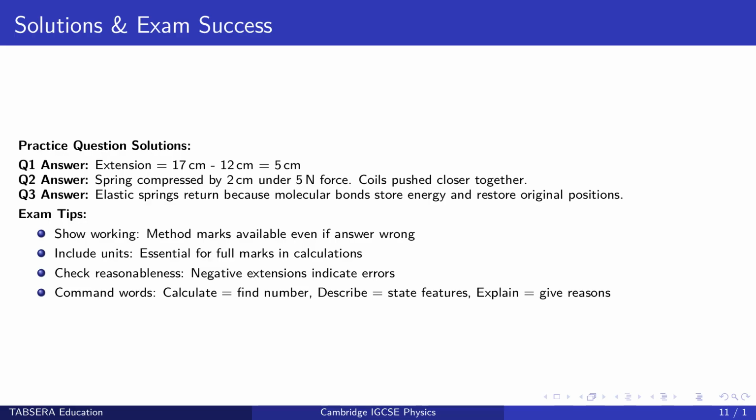For question 2, the spring is compressed by 2 centimeters under a 5 newton force. This means the coils are pushed closer together, reducing the spring's length. The deformation is elastic if the spring returns to original length when force is removed.